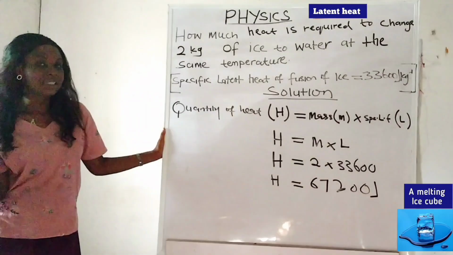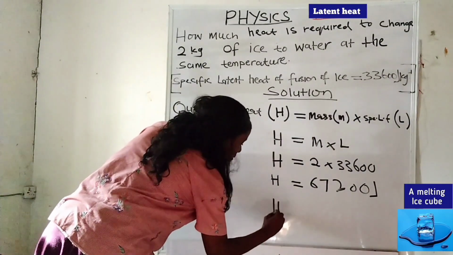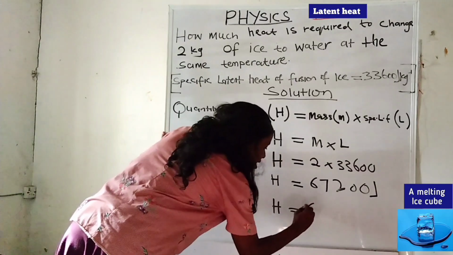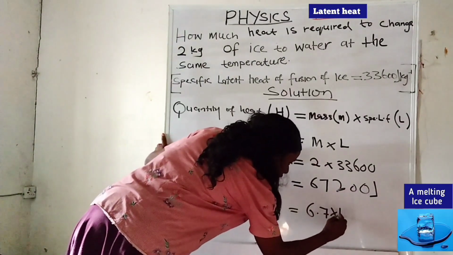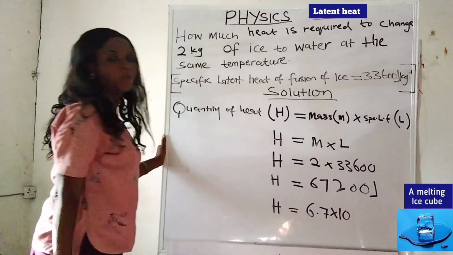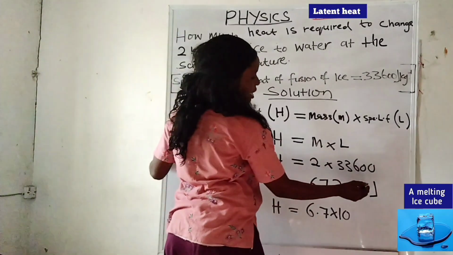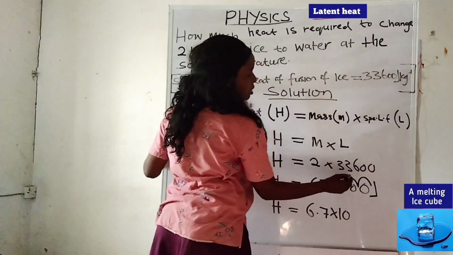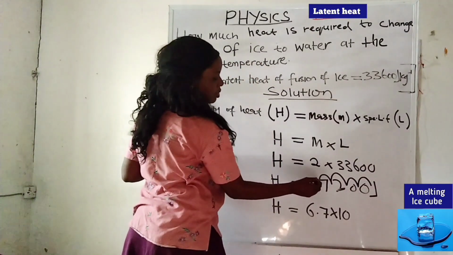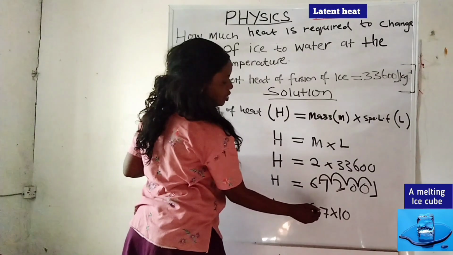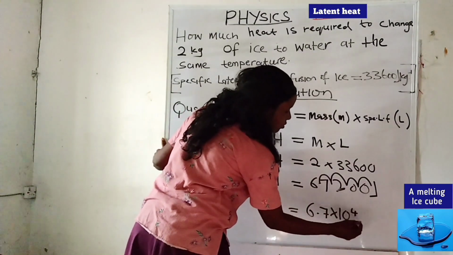And if I want to put it in standard form, I'll put it like this. Finally, our quantity of heat will be equal to 6.7 times 10 raised to power what? I want to put it in standard form now. Watch out. I'll start from this end and count: 1, 2, 3, 4. I go 4 places. This is where the point is. So it will be times 10 raised to power 4. Answer.